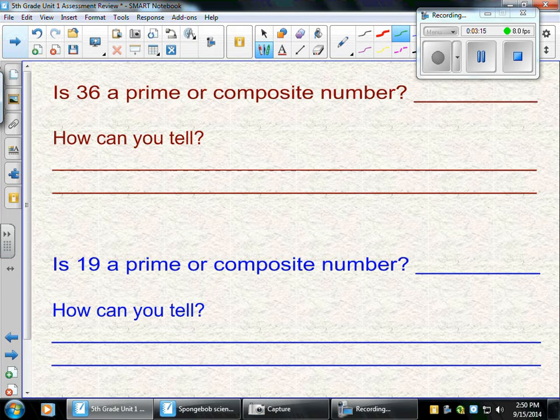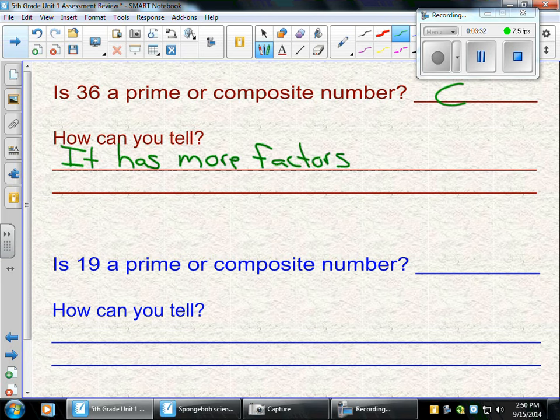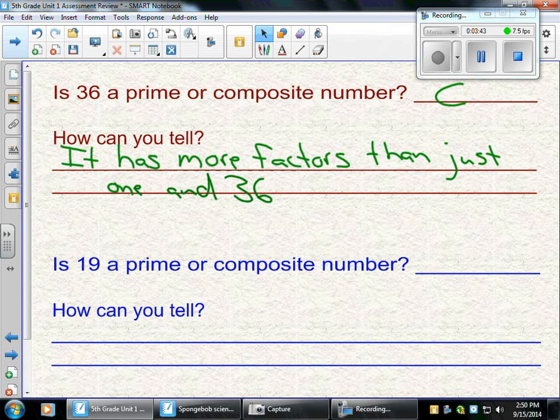Next problem. Is 36 a prime or composite number? It is composite. Why is it composite? Because it has more factors than just 1 and 36. Let's get into this other problem here.